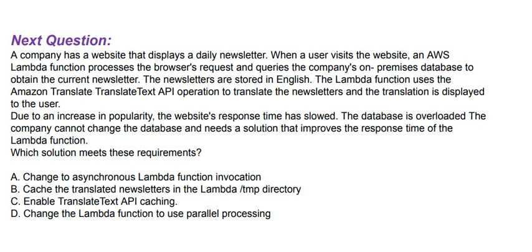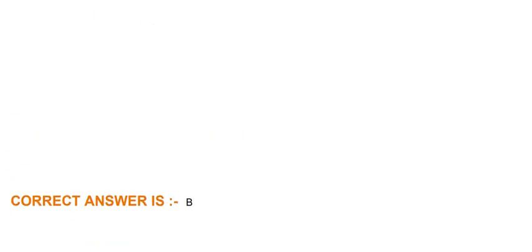Option A, change to a synchronous Lambda function invocation. Option B, cache the translated newsletters in the Lambda tmp directory. Option C, enable the TranslateText API caching. And option D, change the Lambda function to use parallel processing. The correct answer is option B.